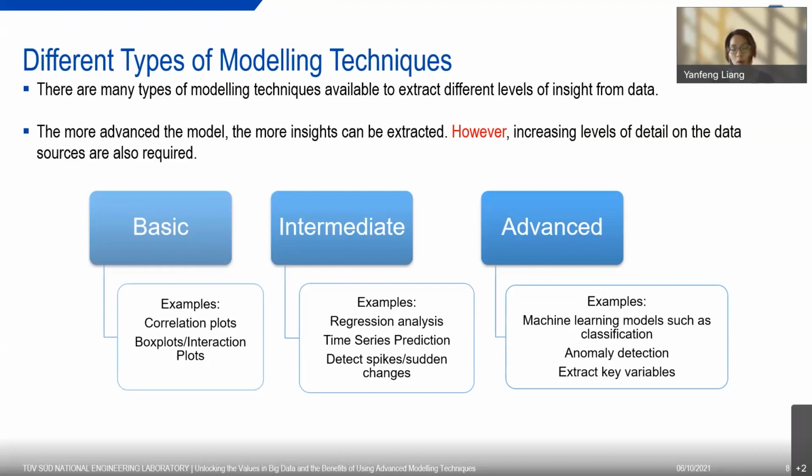The next one up is the more advanced modeling technique. This is when machine learning models, such as classification models, come in, anomaly detection, as well as the ability to extract key variables amongst a group of maybe 60 or 70 variables to pinpoint to end users which are the most important variables we really should be focusing on if end users wish to monitor a particular type of error. So in the next couple of slides, I'll look at each of these categories in detail, as well as showing you some examples to see the level of insight we can obtain from each of the modeling techniques.